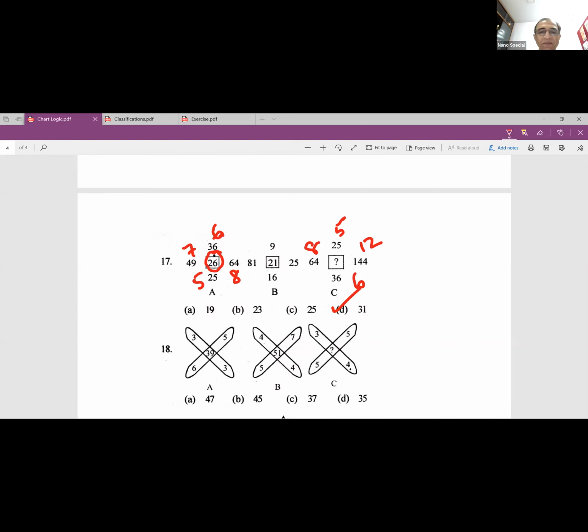Tara says cross multiply and add. That is what we should do. If you look at the first one, you have 3 into 3 plus 6 into 5. 6 into 5 is 30. 3 into 3 is 9.